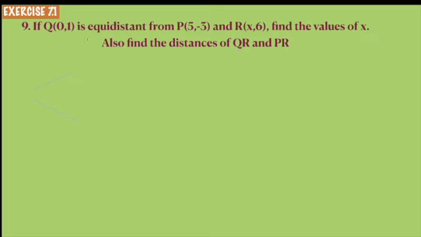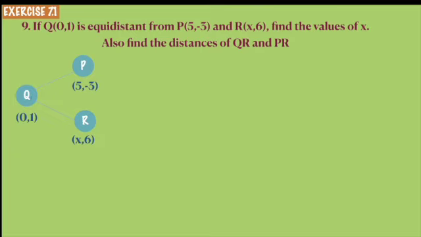The question is, Q is a point. Its coordinate is (0, 1). And this point is equidistant from the point P, whose coordinate is (5, minus 3), and another point R, whose coordinate is (x, 6). Therefore, what he is telling is that the distance QP is equal to the distance QR. Both are equidistant. Now we have to find the value of x. The length of QP is equal to the length of QR. We have to find the values of x, he told.